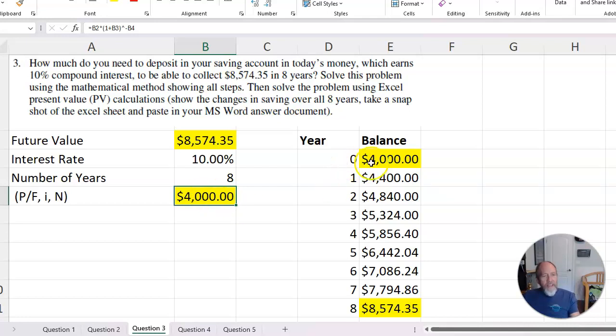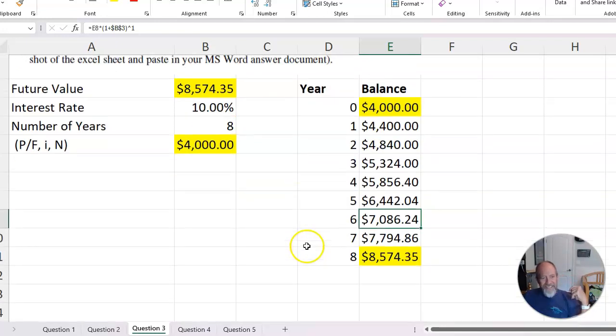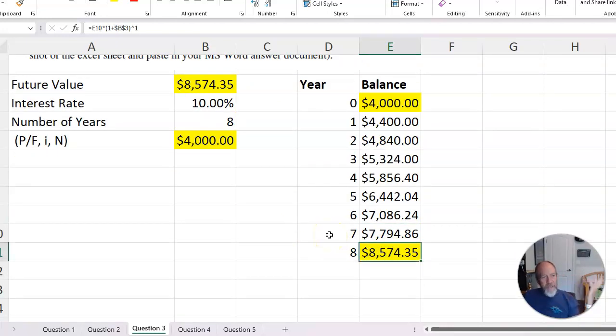You can actually do a calculation on a year-by-year basis of how much money is going to be in that account. And at year 8, no surprise, you end up with the same thing.